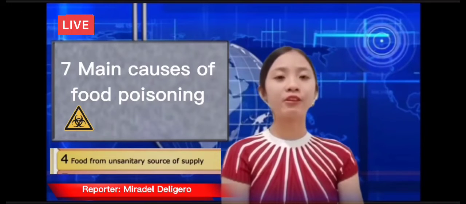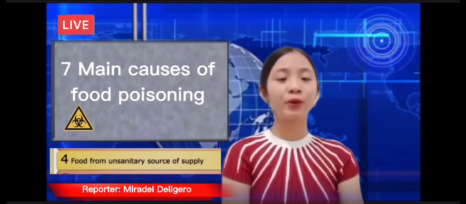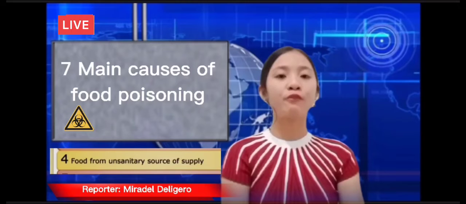The fourth main cause of food poisoning is food from an unsanitary source of supply. Food from an unsanitary source of supply is one of the reasons bacteria or viruses are transferred from one place to another. The word unsanitary means unclean or dirty. Thus, we need to make sure that the food supply is clean to avoid poisoning.